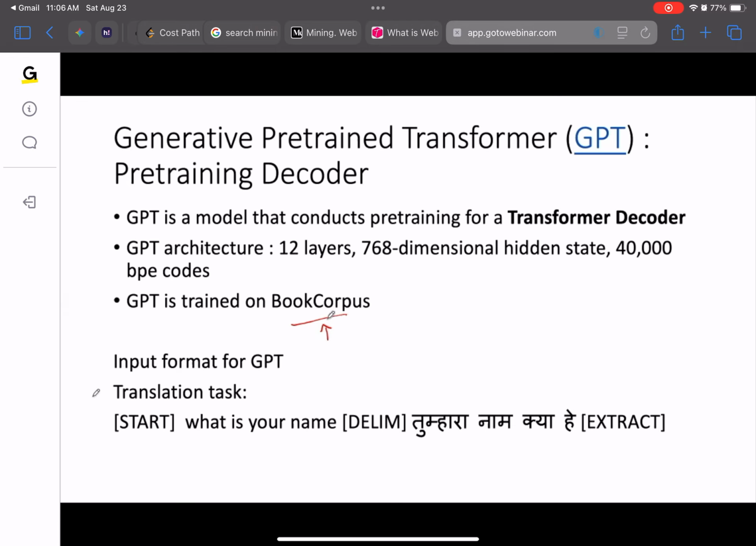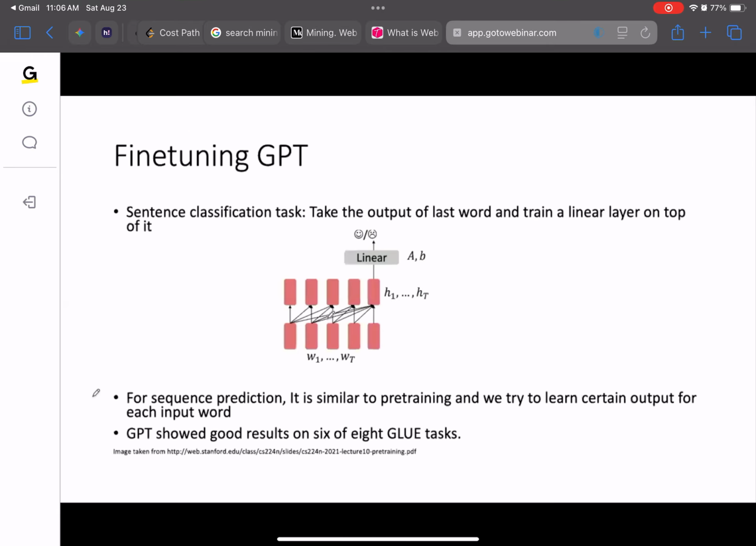Once the pre-training is conducted, the GPT model can be used for fine-tuning tasks. Let's say your fine-tuning task is sentence classification, which means you need to predict a certain class for your input. In that case, you take the last word's output, connect a linear layer, and generate the class from it. That's how you use pre-trained GPT for sentence classification.